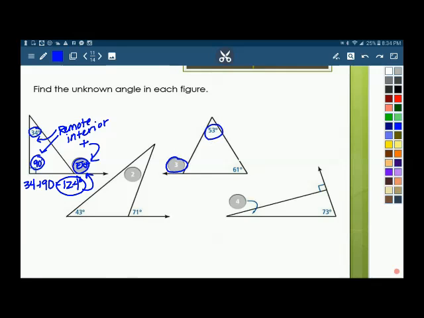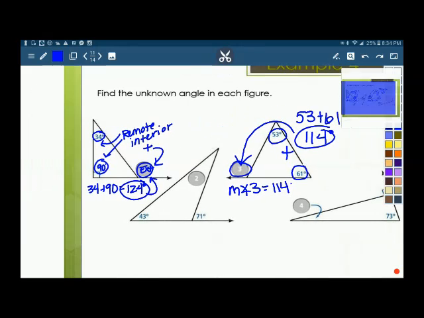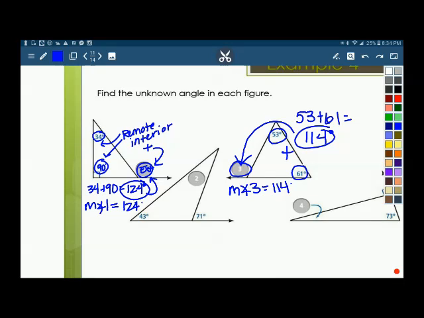Okay, so all I'm doing is taking 53 and 61 and I'm adding them together, which is 114. So 114 is the measure of angle 3. I'm going to rewrite it that way over here. Measure of angle 1 was equal to 124.